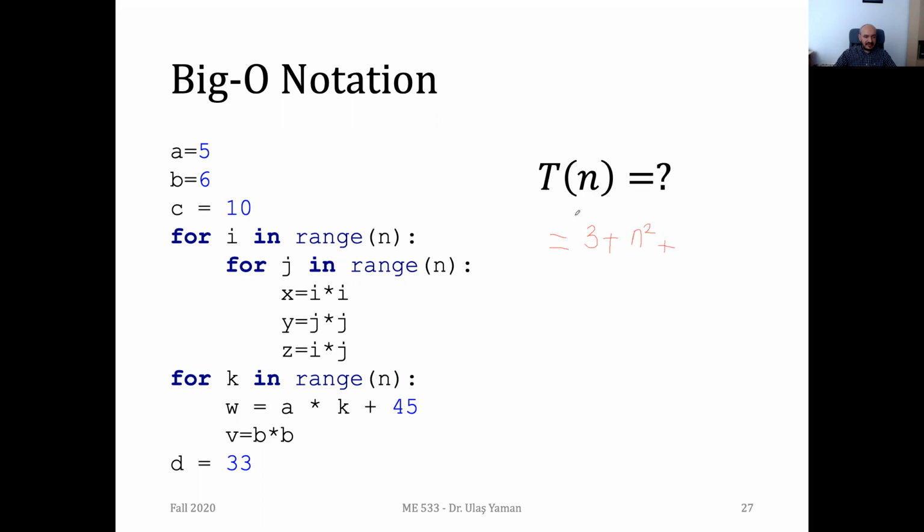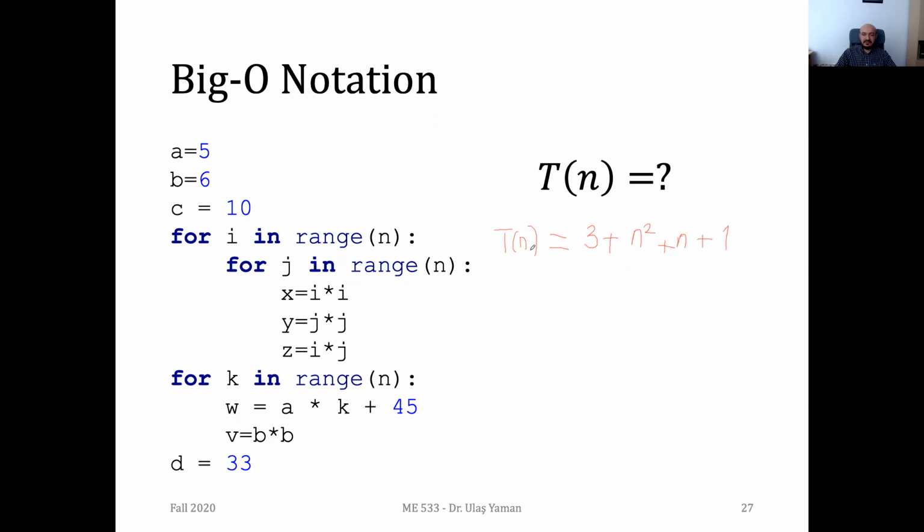And then at the next for loop, we have again a loop depending on the size of the problem. The size of the problem is n, and we don't have any other important operations here. So we can say that we have another term as n. And lastly, we have an assignment here, d is equal to 33, and this is independent of the size of the problem. So I can say that this is T of n.